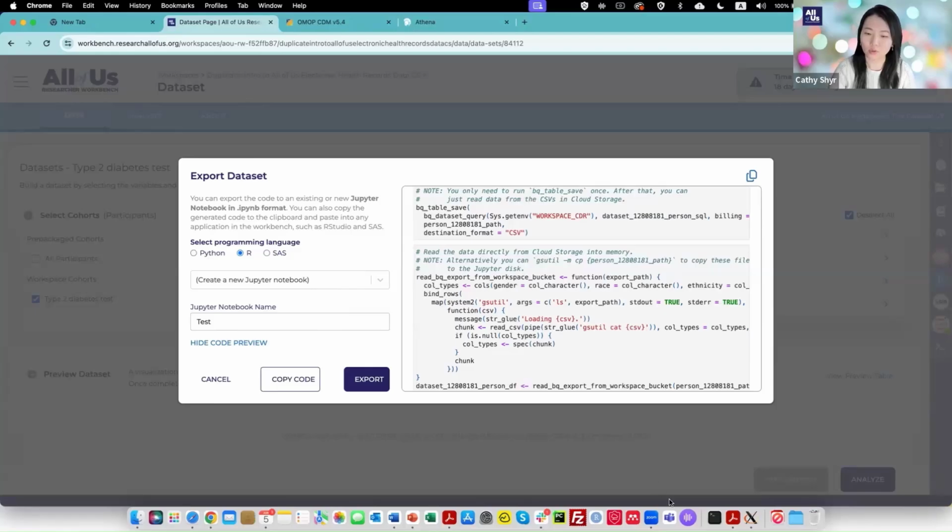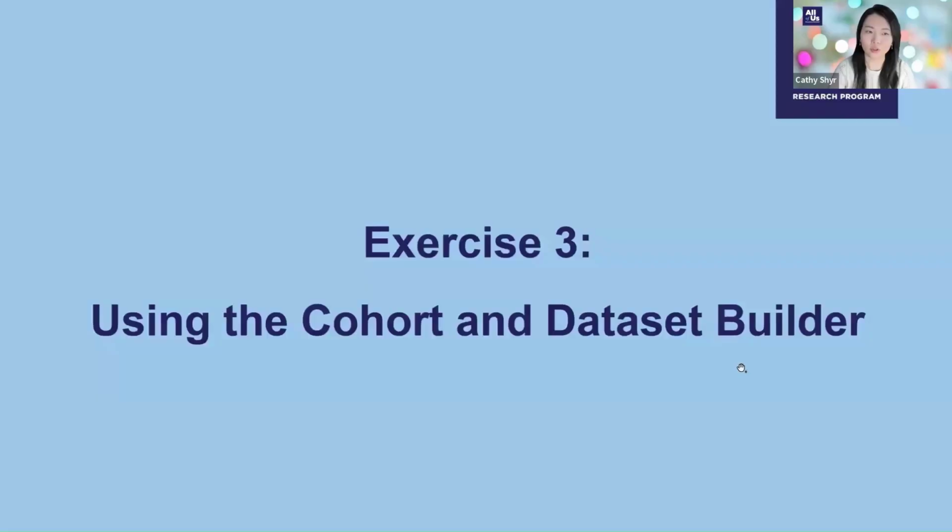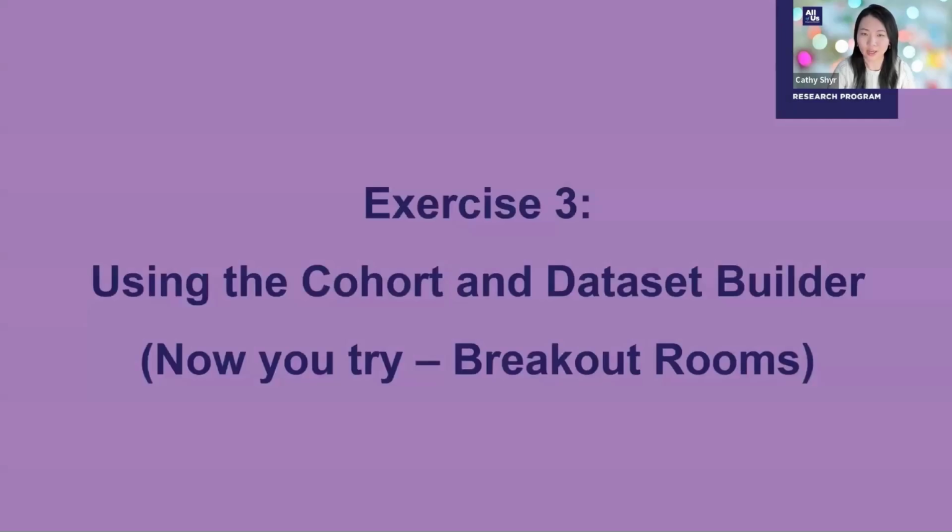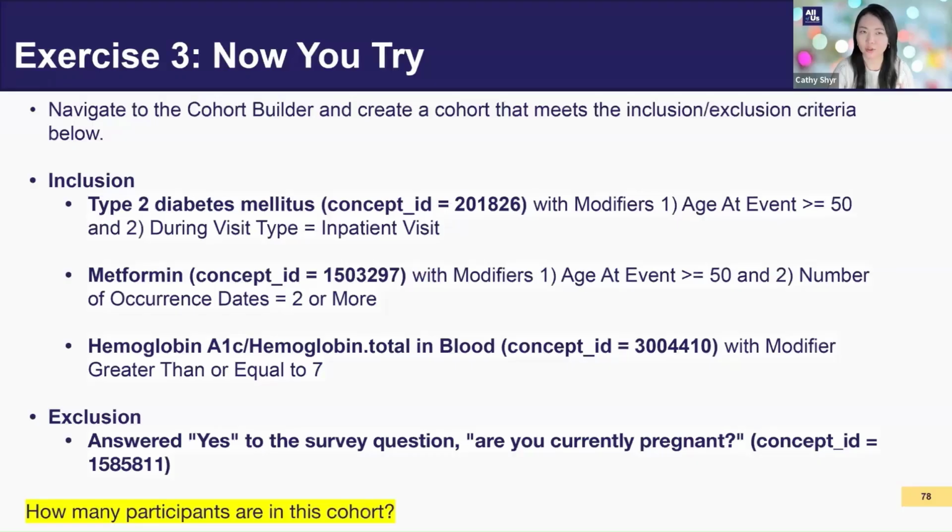Okay. So with this, we're going to launch into our third exercise. I would like everyone to go ahead and try using the cohort builder on the researcher workbench and create a cohort that meets the inclusion-exclusion criteria below. We'll be looking at the same 3 inclusion criteria, but now with modifiers. Once you're done building this cohort, go ahead and answer the question, how many participants are in this cohort?